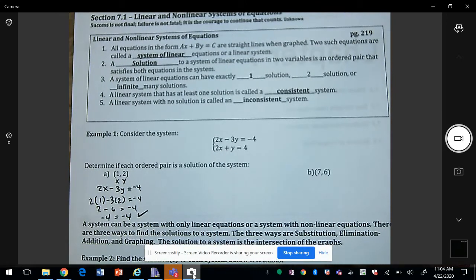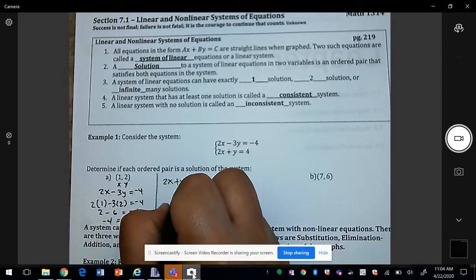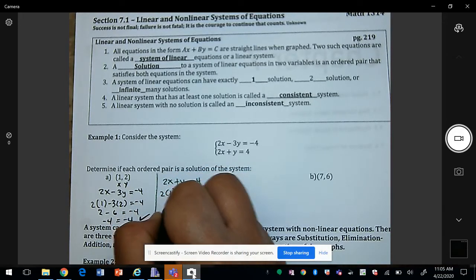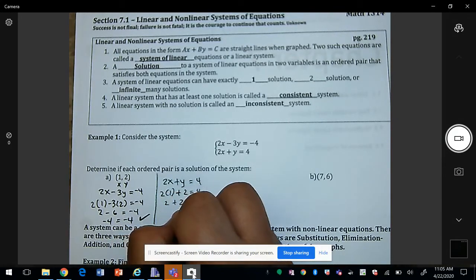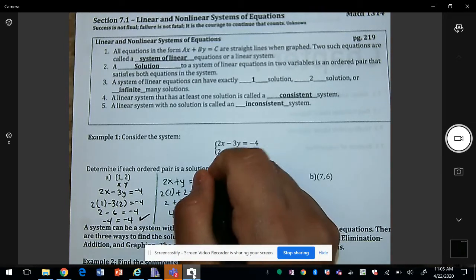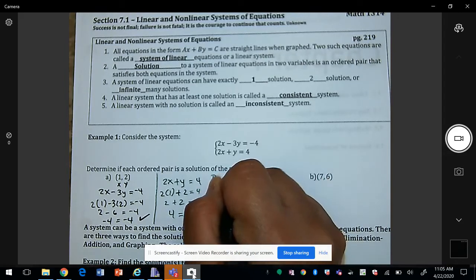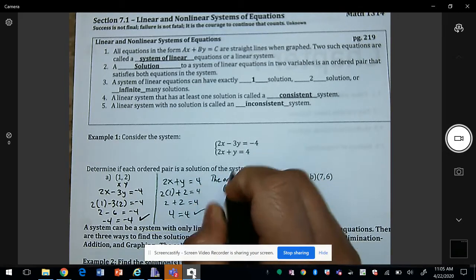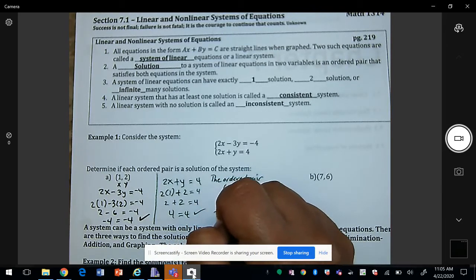In order for it to be a solution for the entire system, it also has to work for the second equation. So let's check the second equation. I substitute 1 for x and 2 for y. And so we also get that that's a solution for the second equation. Since it works for both, then we say that the ordered pair (1, 2) is a solution to the system.